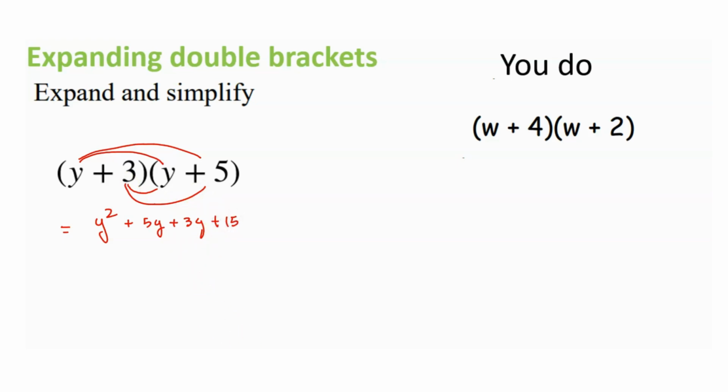These terms are like terms, so we can add them. So 5y plus 3y, that would give us 8y. Therefore, we get y squared plus 8y plus 15. These terms are unlike terms, so we cannot add them any further, so that's the final answer.